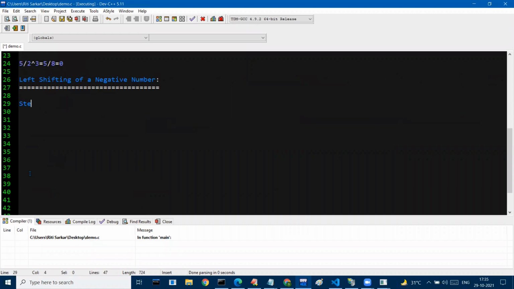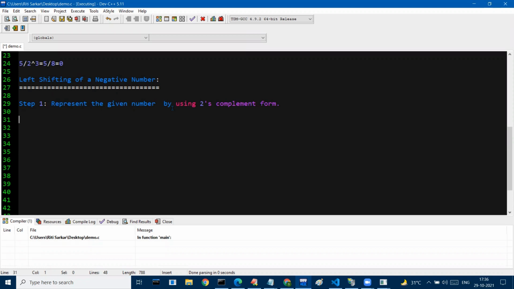What is the algorithm we are going to follow? Step 1: Represent the given number, which is a negative number. Negative numbers are always represented in computer memory in the form of 2's complement form. So represent the given number by using 2's complement form.